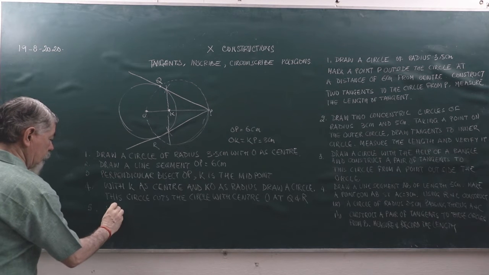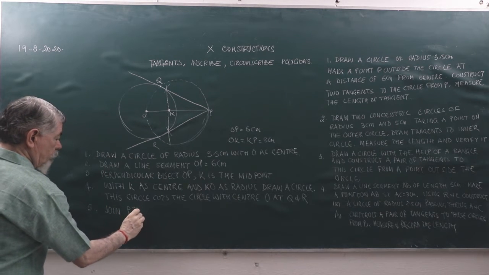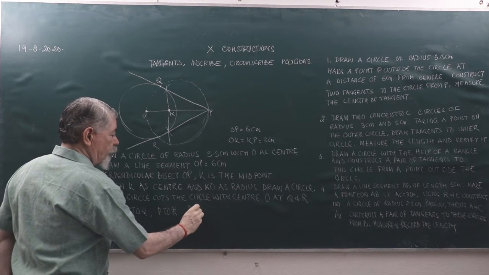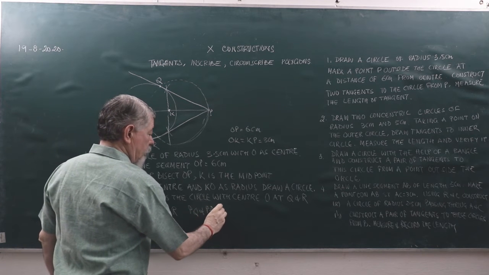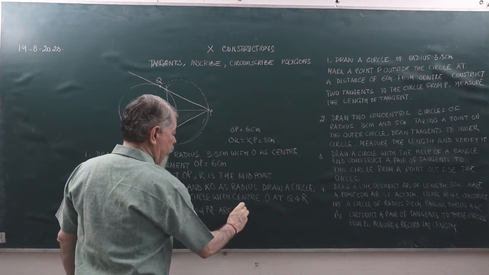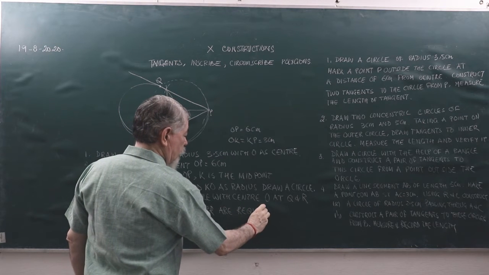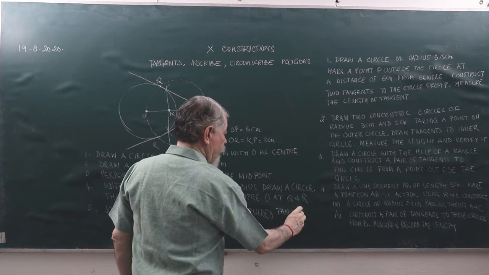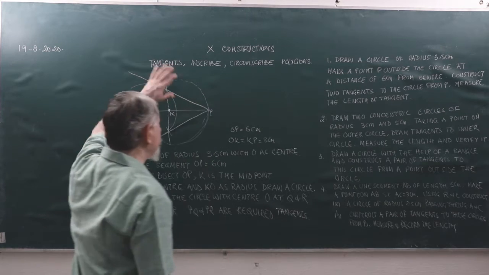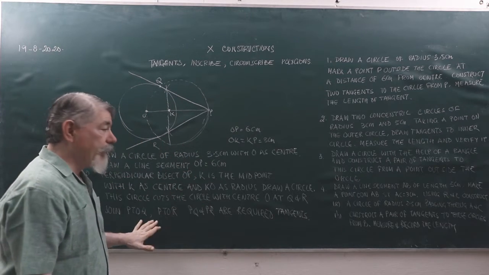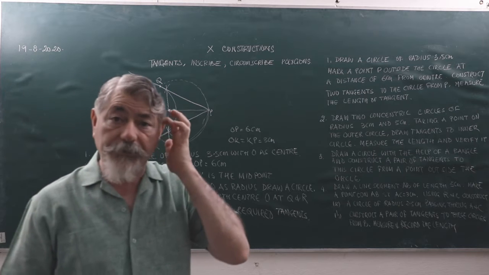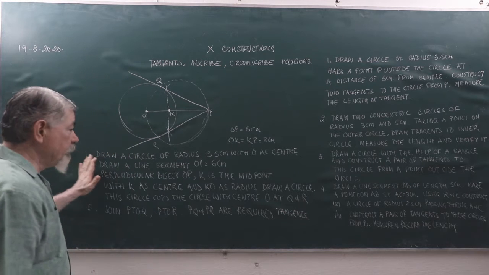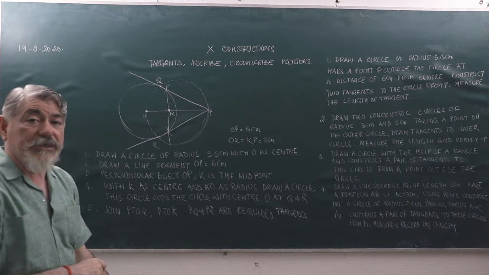Join P to Q, P to R. PQ and PR are the required tangents. I have already spoken the construction about twice. This is the third time I have written it, so this time you have to understand how the construction is done. We have written the steps of construction so that you understand it well.